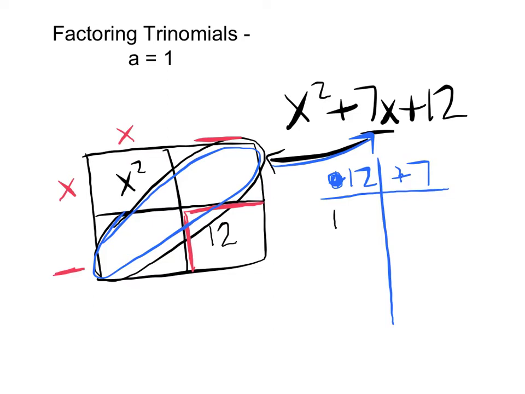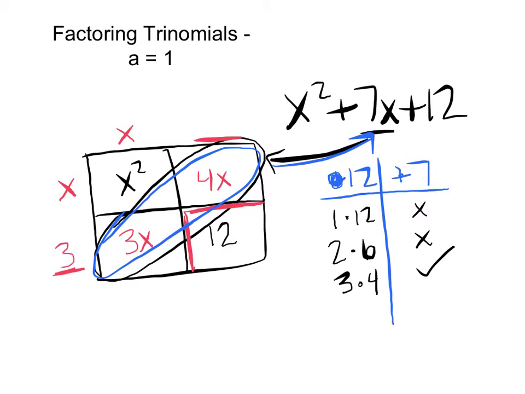Let's start at the very beginning. 1 times 12. Is 1 plus 12 7? No. Okay, moving on. 2 times 6. Is 2 plus 6 7? No. Moving on. 3 times 4. Is 3 plus 4 7? Yes. So we have our missing factors. We have our missing numbers. We know that this needs to be 3x and this needs to be 4x.